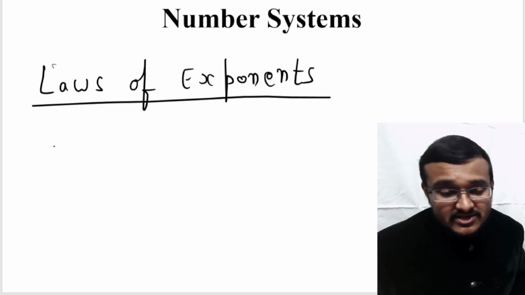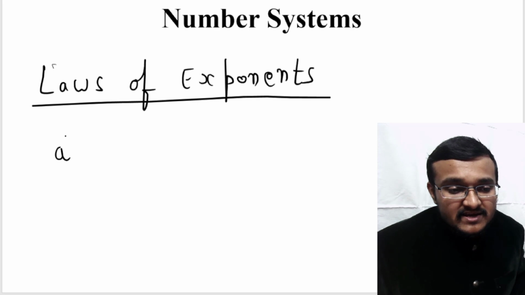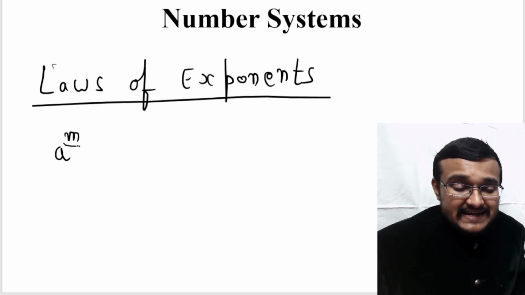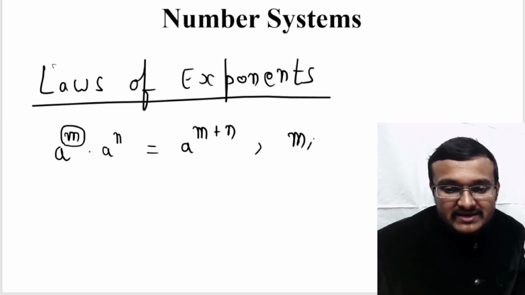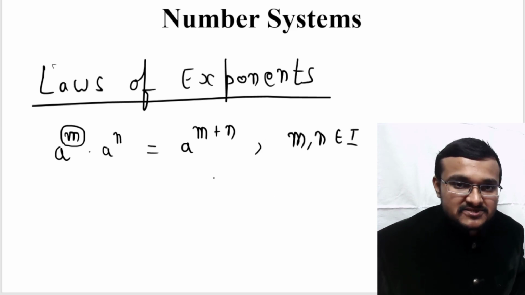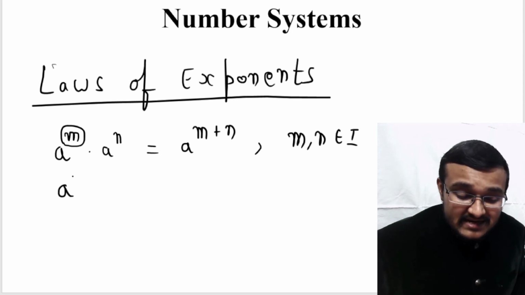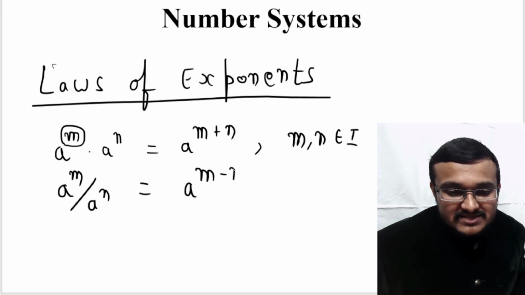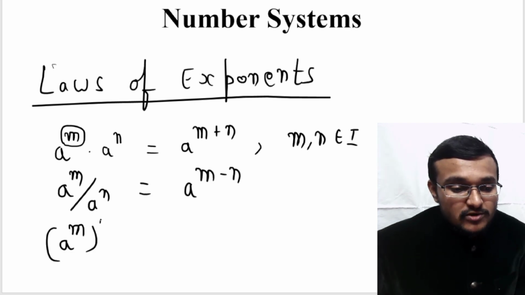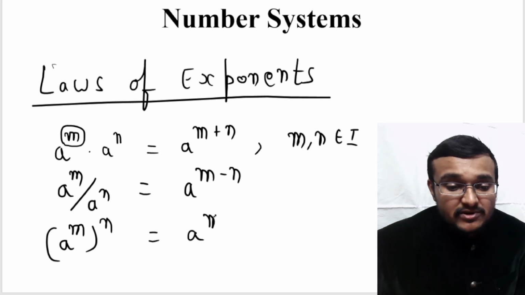So in 8th standard, you might have learnt that whenever you take an integer as an exponent, then a power m into a power n is always equal to a power m plus n, where m and n belong to integers. Also, a power m divided by a power n is equal to a power m minus n. A power m whole power n can be written as a power mn.